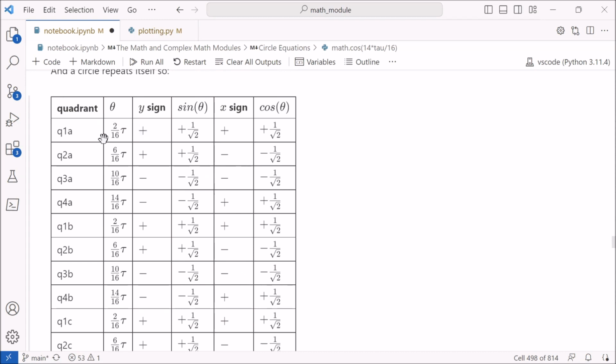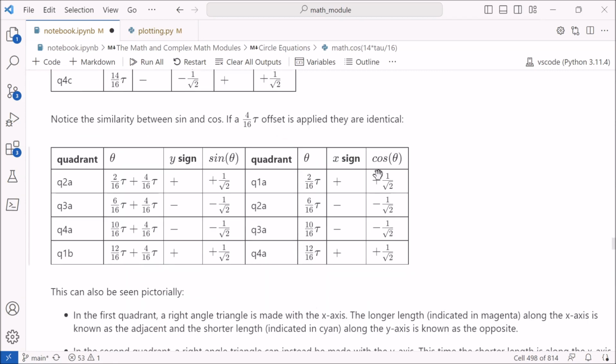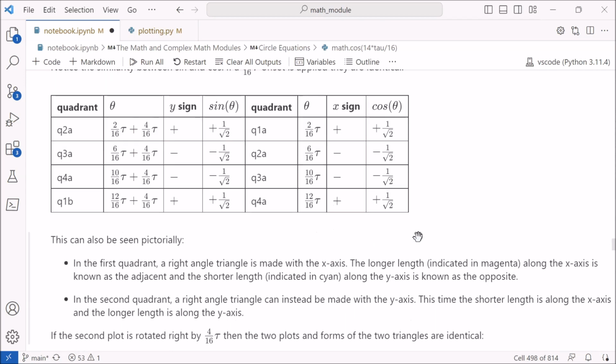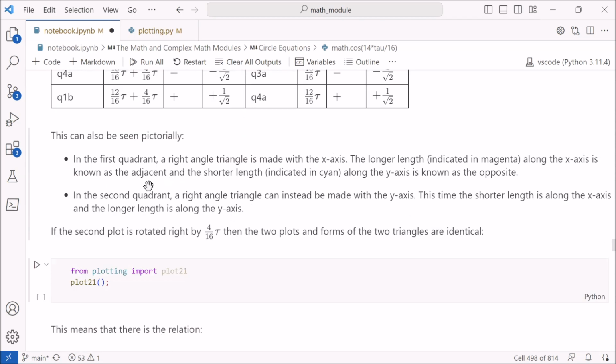If we ignore this quarter 1, for example, we see we've got plus, minus, minus, plus, plus, minus, minus, plus. So if we ignore quarter 1, start at quarter 2, quarter 3, quarter 4, and then do quarter 1, we see we've got plus, minus, minus, plus, which is the same as plus, minus, minus, plus. So it can be seen pictorially.